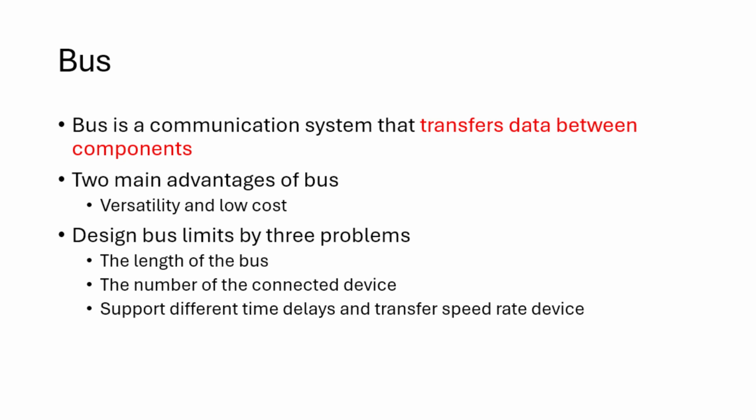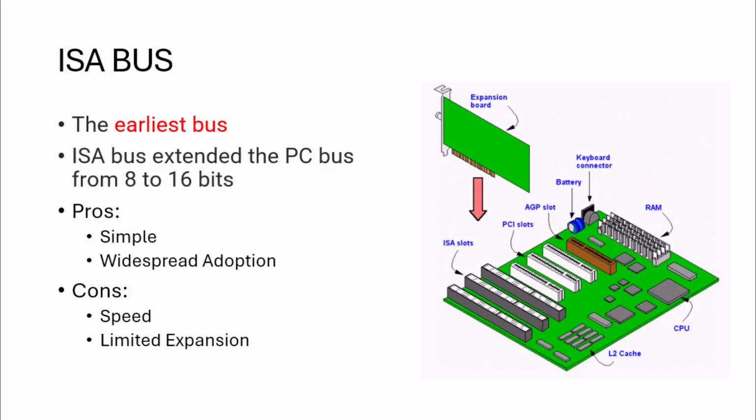And then is the ISA bus. The ISA bus is the earliest bus. The width of the bus was initially 8-bit and later extended to 16-bit. The pros of the ISA bus are that it is very simple, and it accepts cards for sound, display, hard drives, and a lot of devices. So it can be adapted for a lot of devices.